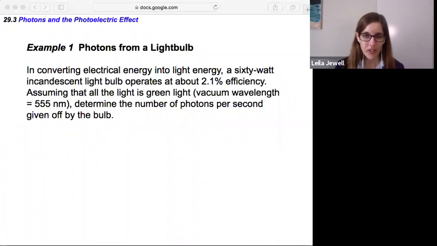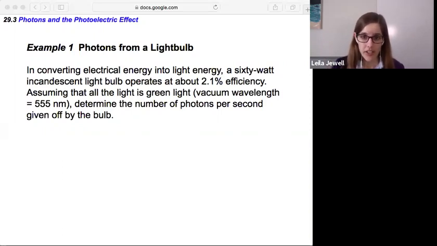Right, so a couple of things here. First, they give us the electrical energy of 60 watts. And we remember watts break down to joules per second, because watt is our unit of power, and power is energy over time, so joules per second. That's useful because the problem's asking for a number of photons per second. So that's the first thought.